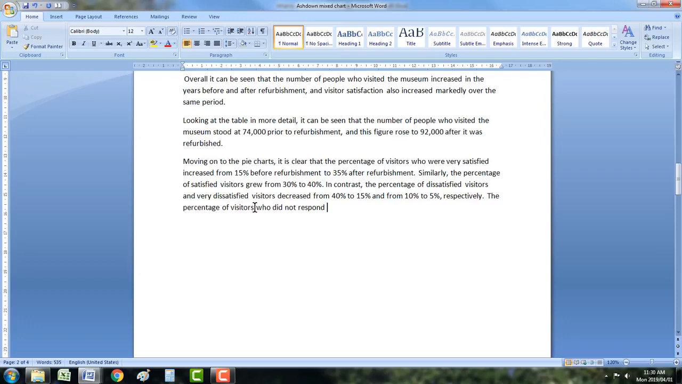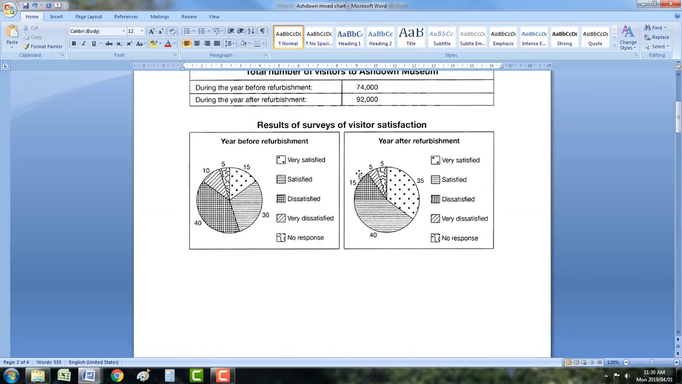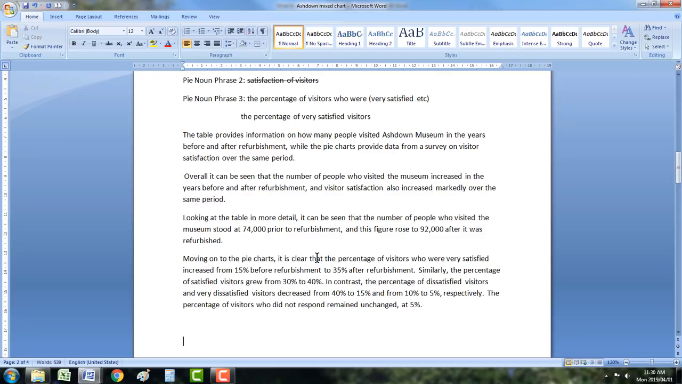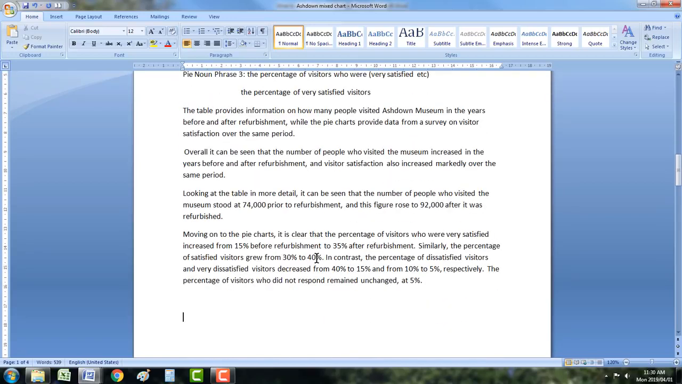The percentage of visitors who did not respond. That's how you want to do that. Let's just say to the survey. At least we can mention the survey. And then you can say stayed the same, but I prefer to say remained unchanged at 5%. Great, and that's that. All done very nicely, very high score.